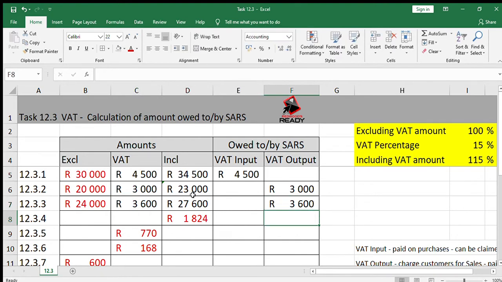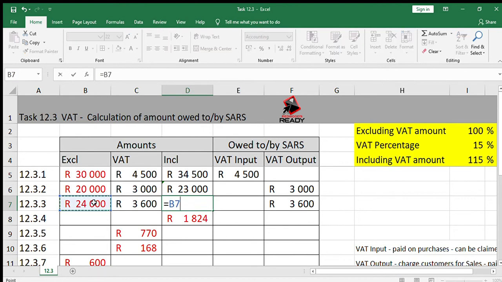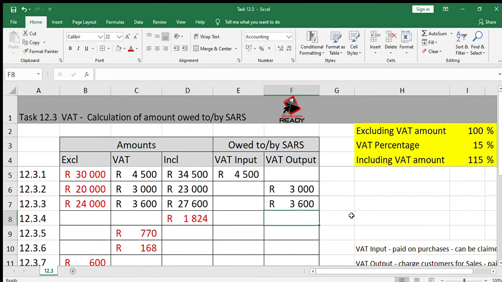Remember, to get the including VAT amounts, I just added, but you could have done it differently. For example, for 12.3.3, instead of saying 24,000 plus 3,600, we could have just said 24,000 multiplied by the unknown, which is 115, divide by the known, which is 100. And we'll also get 27,600. So remember what I told you, you can use a cross multiplication. If you can add and subtract, you can also do that. Either way, whatever you do, as long as you get the answer right.